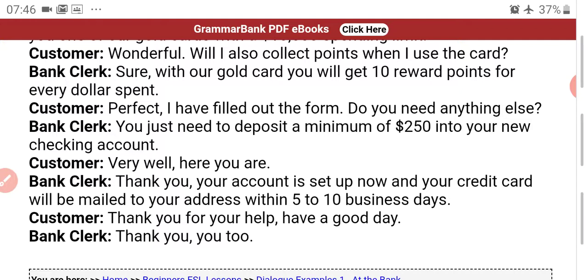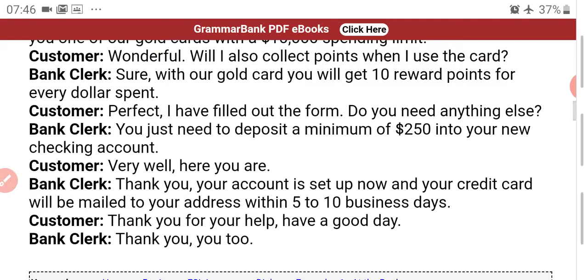A very simple exercise. You may try repeating it to yourself so that you accustom yourself and familiarize yourself to the speech pattern here. All right.